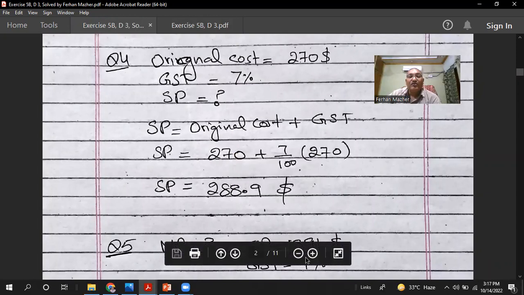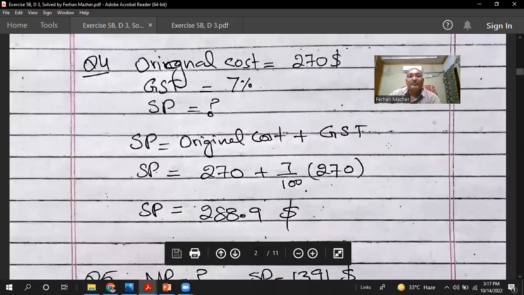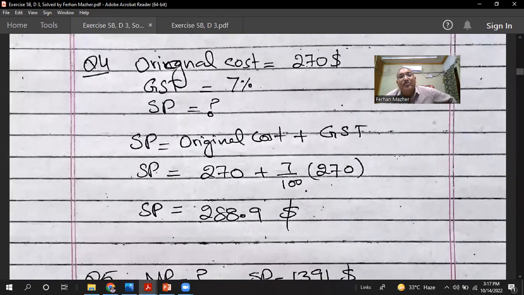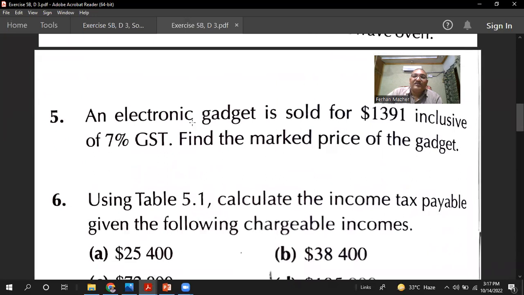The original cost is $270. The GST is 7%. What is the sale price? Sale price is original cost plus the GST. So the sale price is 270 plus the GST, which is 7% of 270. So that is 7 by 100 multiplied by 270. Just enter these values in the calculator and you will get the sale price, $288.9. So very simple, straightforward question.